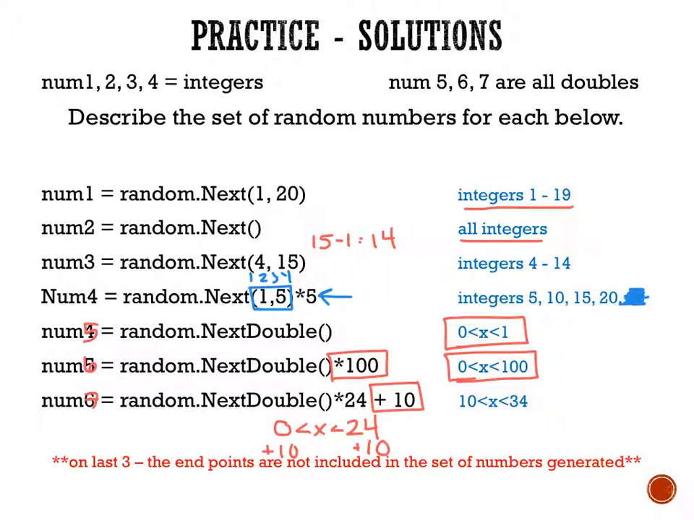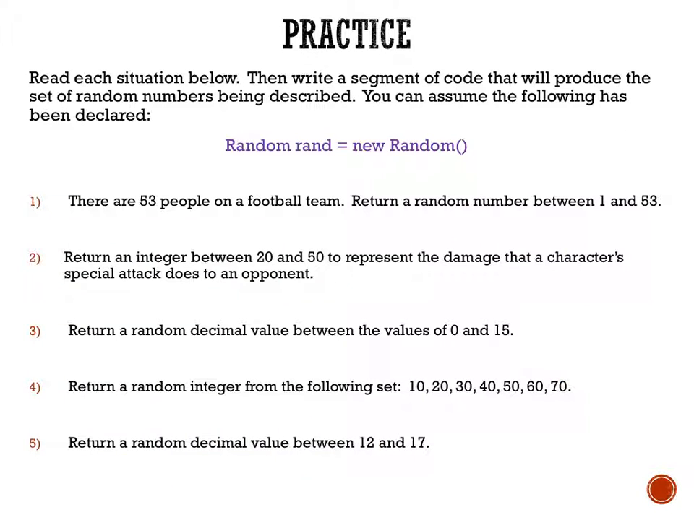So really we're generating numbers that are between 10 and 34. There are a couple that are a little bit tricky in there to see if you can actually apply beyond what we've discussed. At this point, you should hopefully have a solid understanding of, if you look at a random object and the method that it's calling, what set of random numbers it will in fact generate.